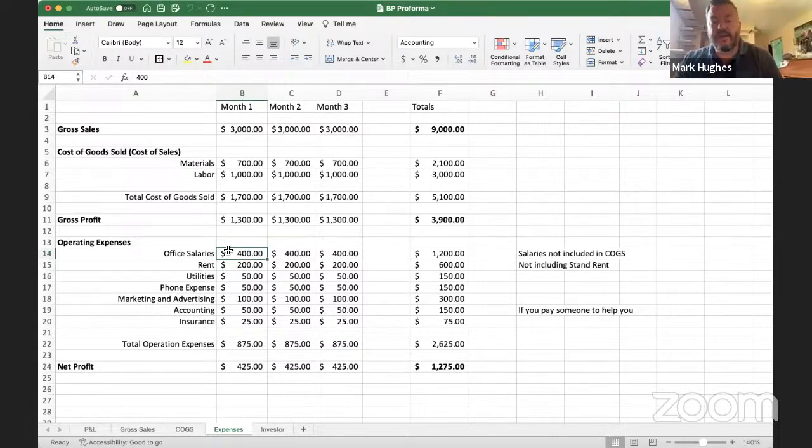And then you would pay yourself some office salaries for another 400 for a total of 1,400 kwacha.